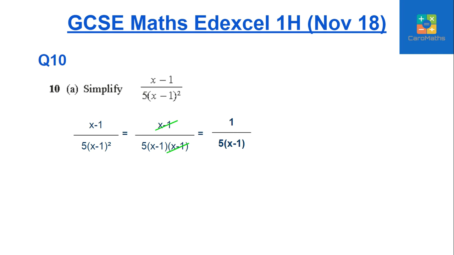The examiner's report commented that whilst most students did the first step correctly of multiplying it out, only very few students then cancelled the (x minus 1)s to simplify it fully.